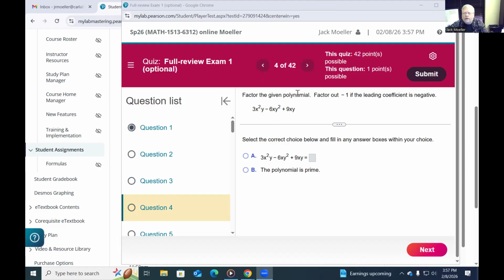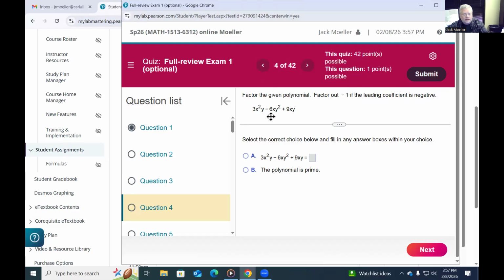So for problem one, it says factor. Okay, so we know our answer is going to be something times something. Now, when it says factor out a -1 if the leading coefficient is negative, is that applicable to this problem? Well, no, because the leading coefficient is a +3, so we don't have to worry about that. If that had been a -3, then our GCF would also be negative.